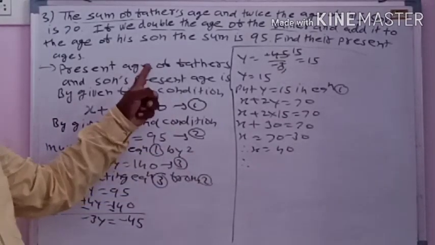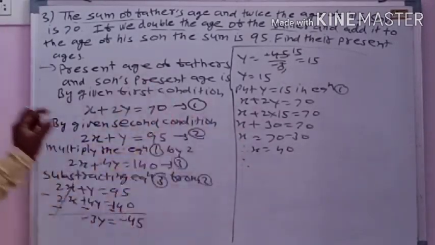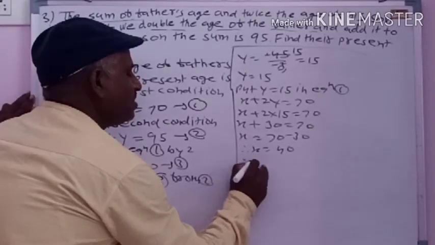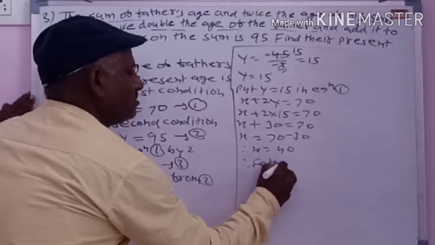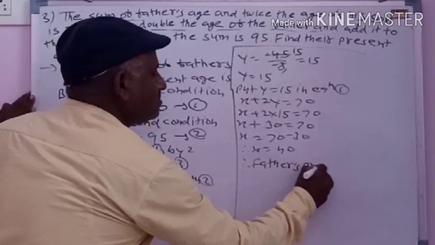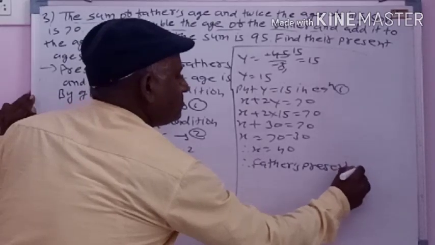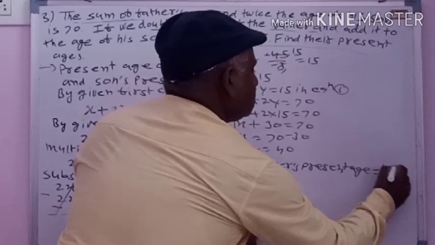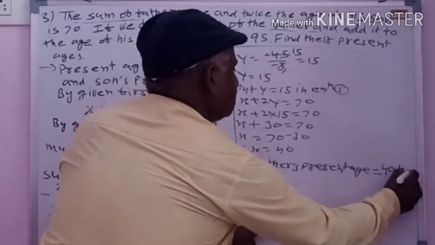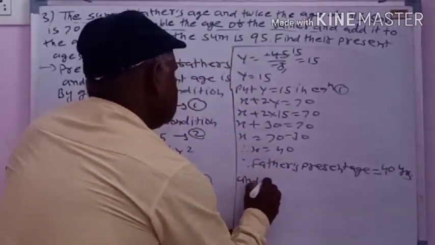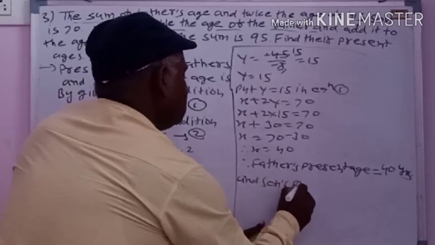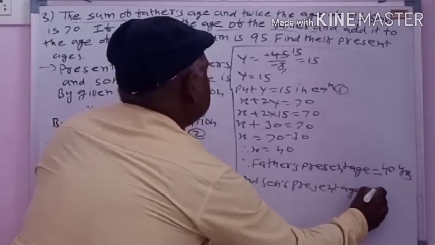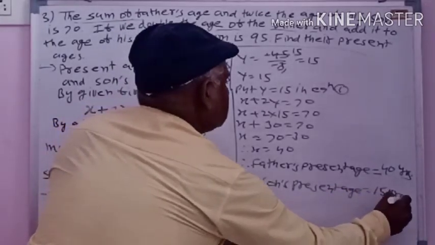Therefore, x means father's age and y means son's age. Therefore, the father's present age is equal to 40 years and the son's present age is equal to 15 years.